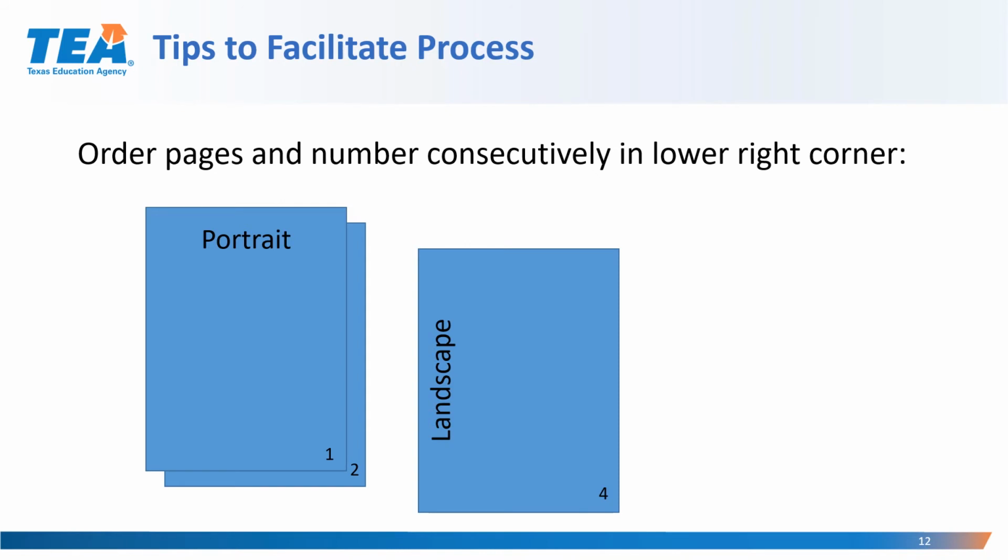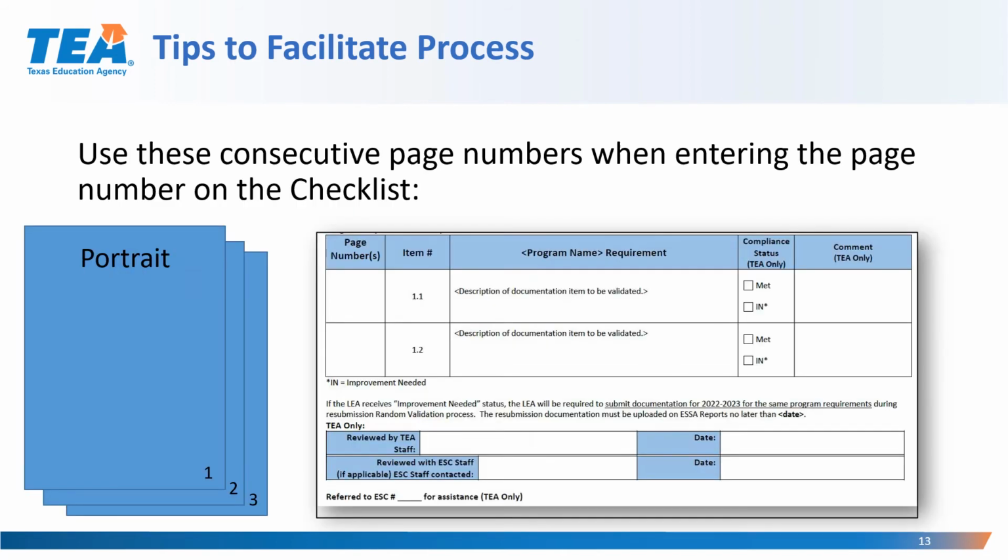You also want to make sure that you are ordering the pages and numbering them consecutively in the lower right-hand corner. If you've removed an unnecessary page, please be sure to change the page numbers at the bottom right-hand corner so that they are numbered consecutively. Use these consecutive page numbers when entering the page number on the checklist.